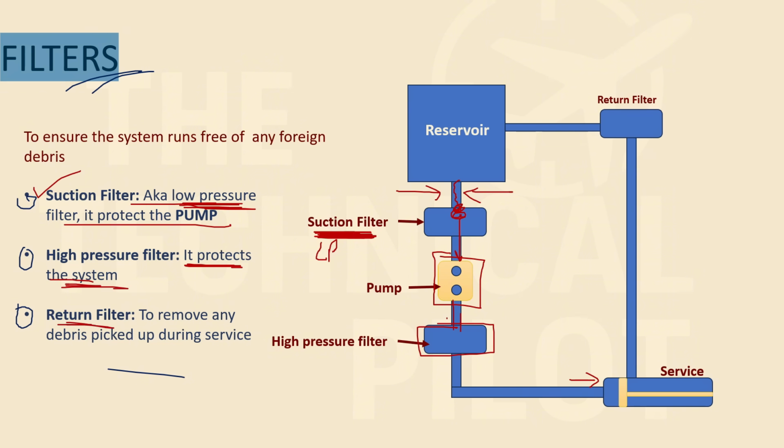Then you have a return filter. As the name suggests, when the fluid returns from the service, it will go to the return filter. The return filter will remove any other debris that is left, and that is picked up during the service. If I'm operating this particular actuator, and during the service some debris is picked up, it will filter those debris before putting the fluid in the reservoir. So there is one here, which is a suction filter, low pressure filter. Then you have a high pressure filter, and then you have your return filter.